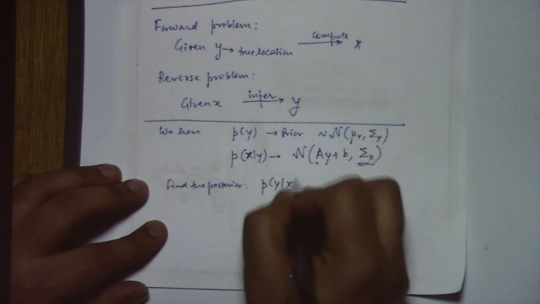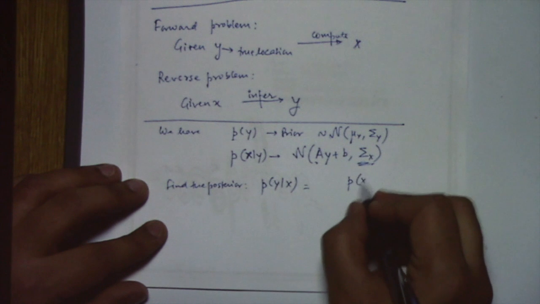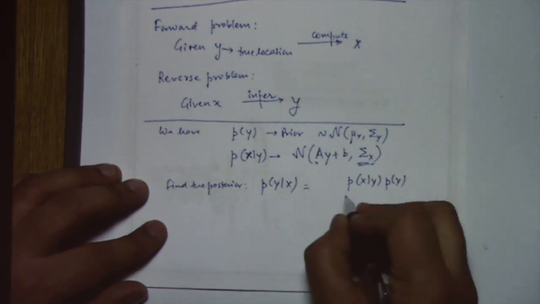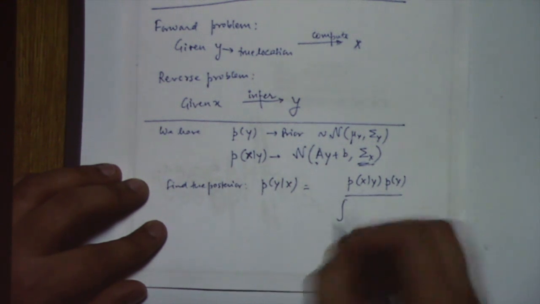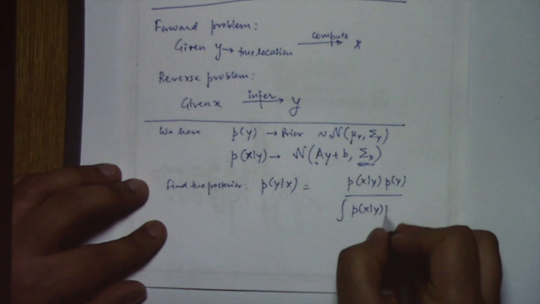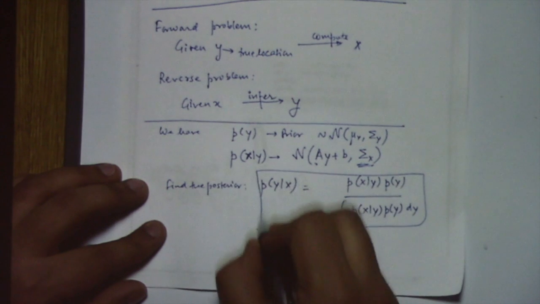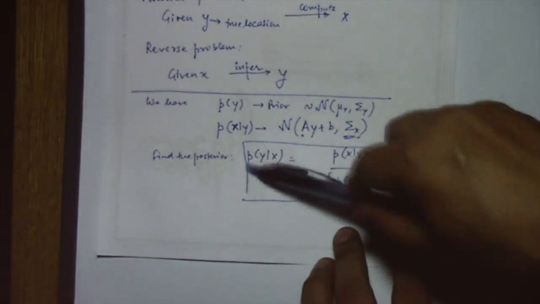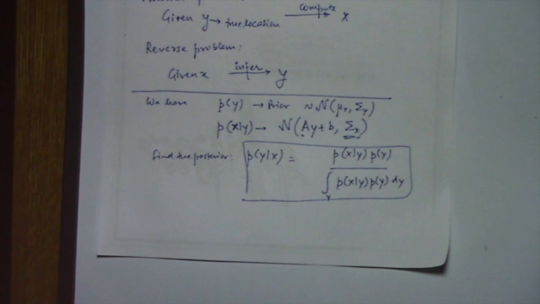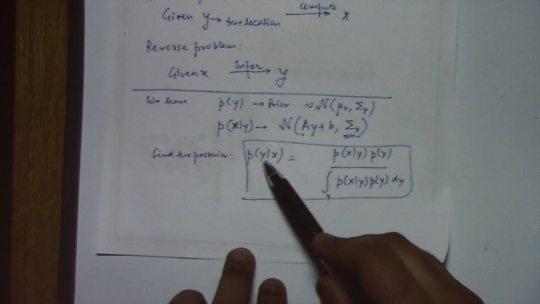P(y given x). Mathematically you can do it by applying Bayes' rule: this is P(x given y) times P(y), divided by a normalization. Since this is a continuous random variable, instead of the summation we take an integral over all y. Now we are not going to do this today, but based on the results that we saw earlier, it turns out that this is also going to be a Gaussian, because of the property of a Gaussian system.